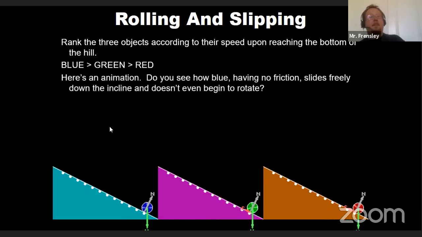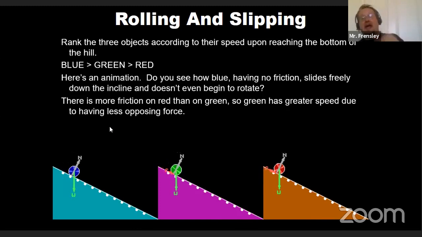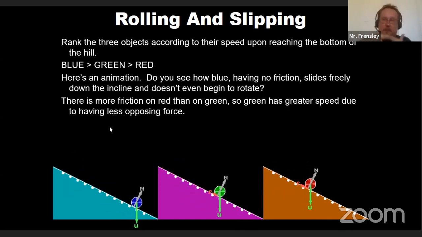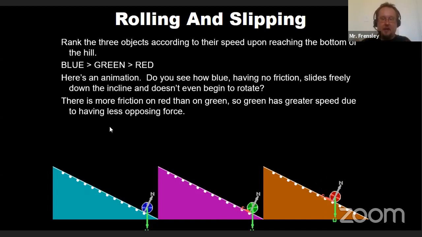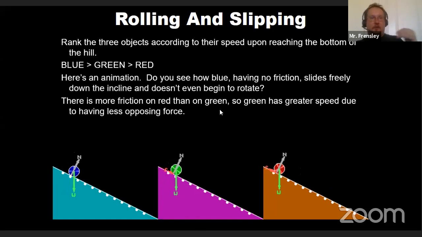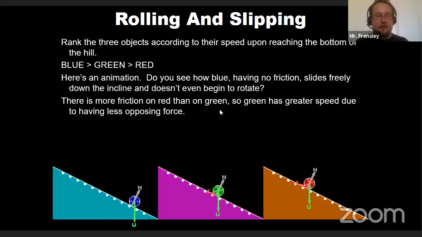Here's the animation. Blue has no friction, then green has some weak kinetic friction, and red has some strong static friction. And the weak kinetic friction is having a lot of trouble getting that green up into rotating, whereas the strong static friction has no problem getting red to rotate, right? So there's more friction on the red than the green, no friction on the blue. So the blue is going to win the race with no opposing force, and red is going to lose the race with a lot of opposing friction force.